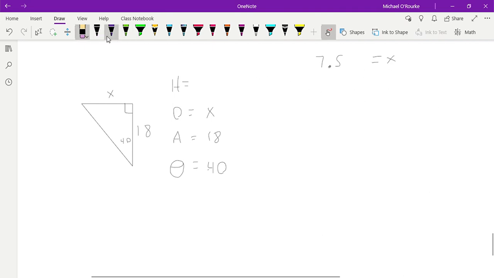Okay. Now, what are we going to use? SOHCAHTOA. What are we going to use? We have O and A. So, SOH, CAH, or TOA. What are we using? Tangent. Tan.